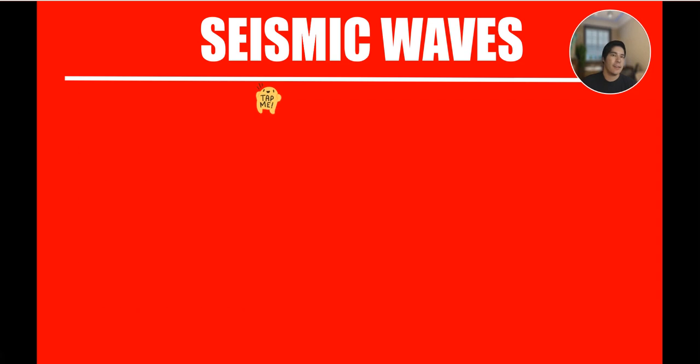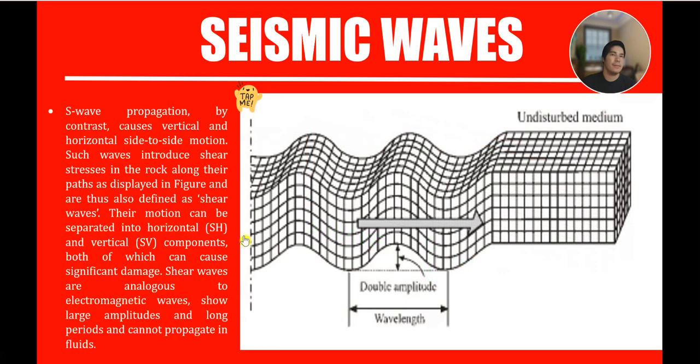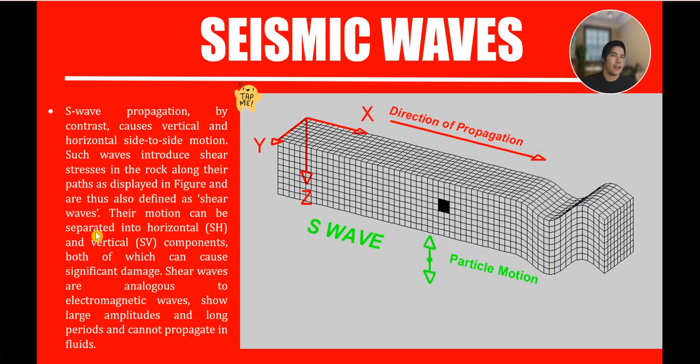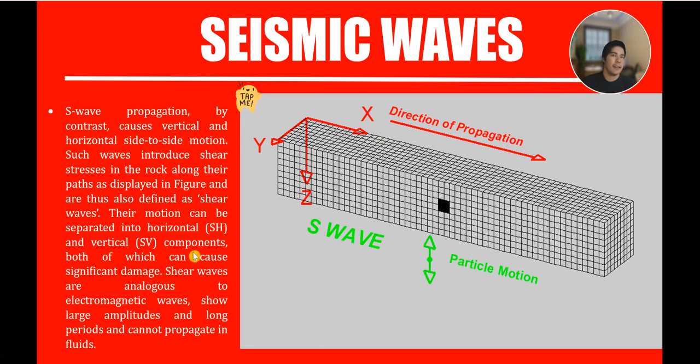Next are the S waves. S wave propagation, by contrast, causes vertical and horizontal side-to-side motion. Such waves introduce shear stresses in the rock along their paths, as displayed in the figure, and are thus also defined as shear waves. Shear wave is the other name. Their motion can be separated into horizontal and vertical components, both of which can cause significant damage. Shear waves are analogous to electromagnetic waves, showing large amplitude and long periods, and cannot propagate in fluids.